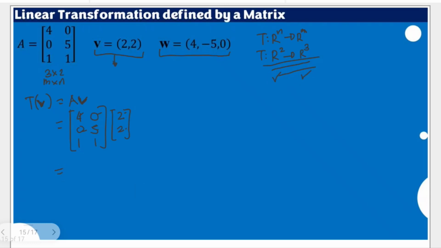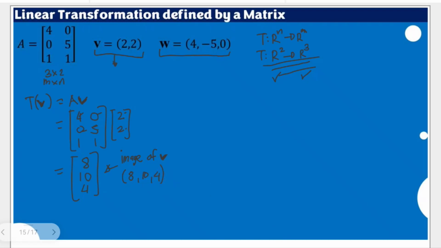So we're going to solve it by simply multiplying. 4 times 2, that's 8. 0 times 2 is 0, so you have here 8. 0 times 2 is 0. 5 times 2, we have here 10. 1 times 2 is 2. 1 times 2 is also 2. So we have here 4. This is the image of vector v. In vector form, this is 8, 10, and 4. So we're done with the first half.